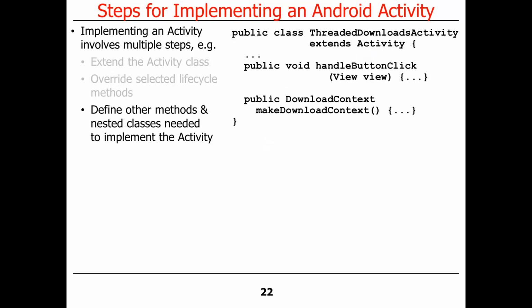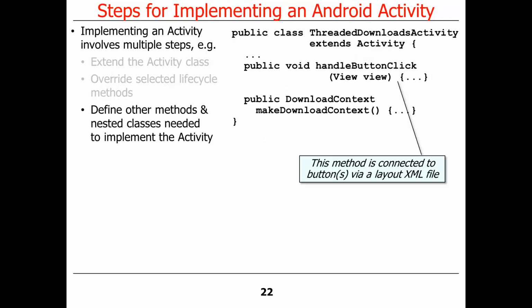There are other methods you can also provide as well. For example, some methods you write will be connected to the buttons or other widgets on the user interface. So when you click a button, that may end up triggering the handle button click method, which you would write to handle the button in whatever way you want. And there are other methods you can also provide that do other things. These are probably called as part of the implementation of the methods that are connected to the buttons and other views.